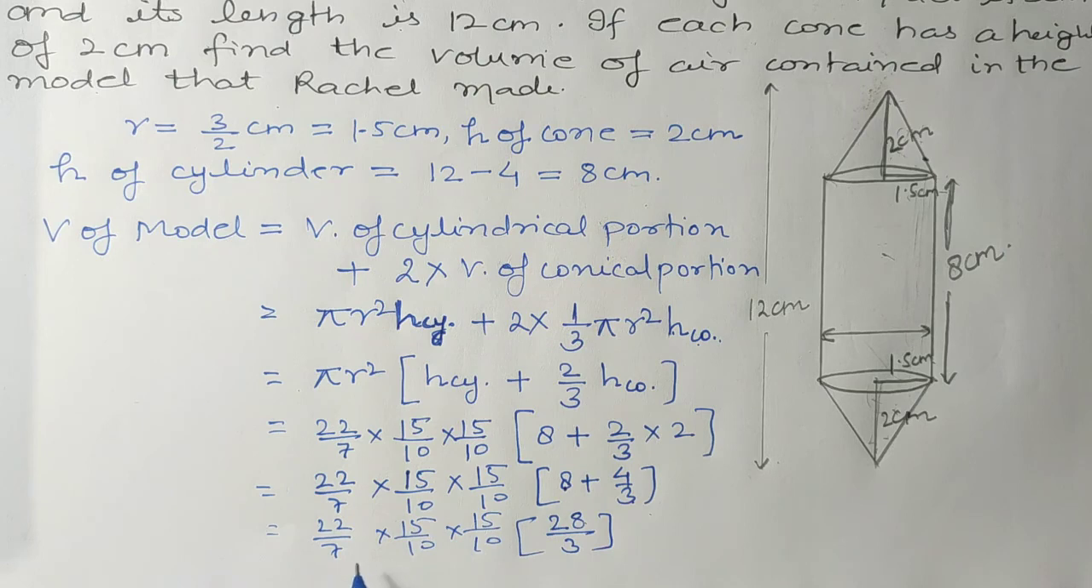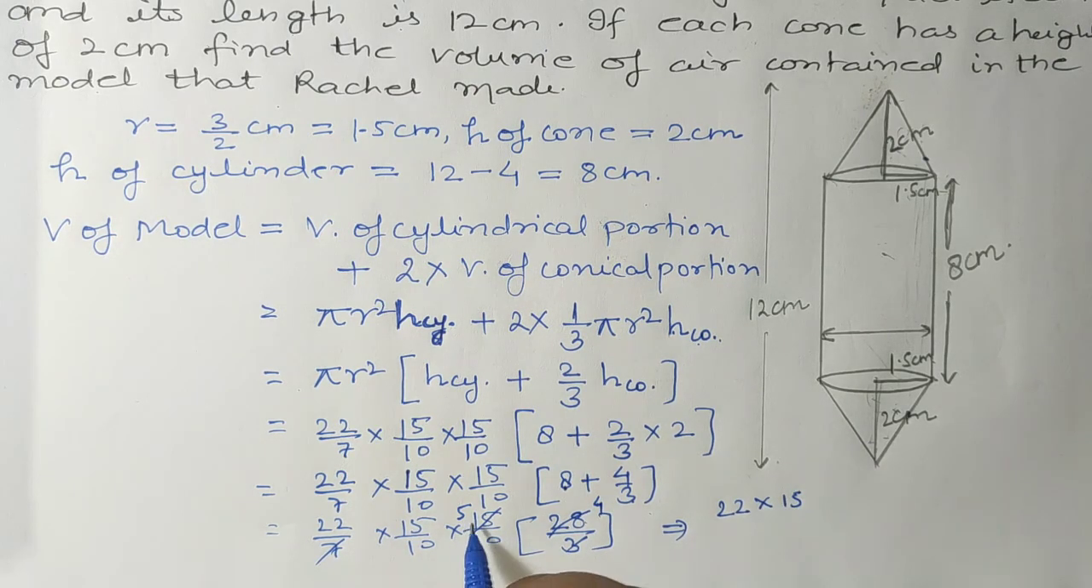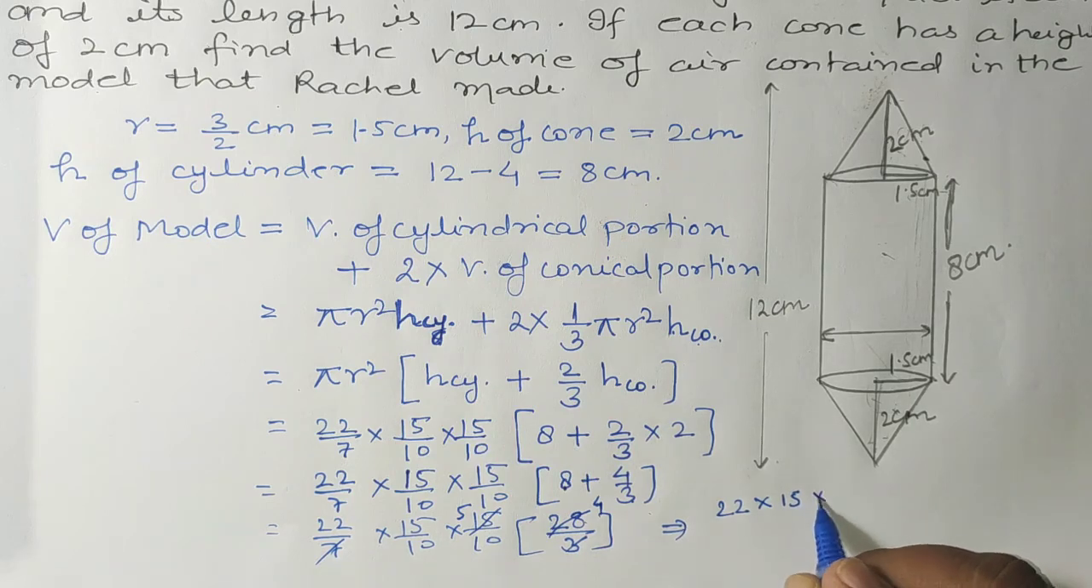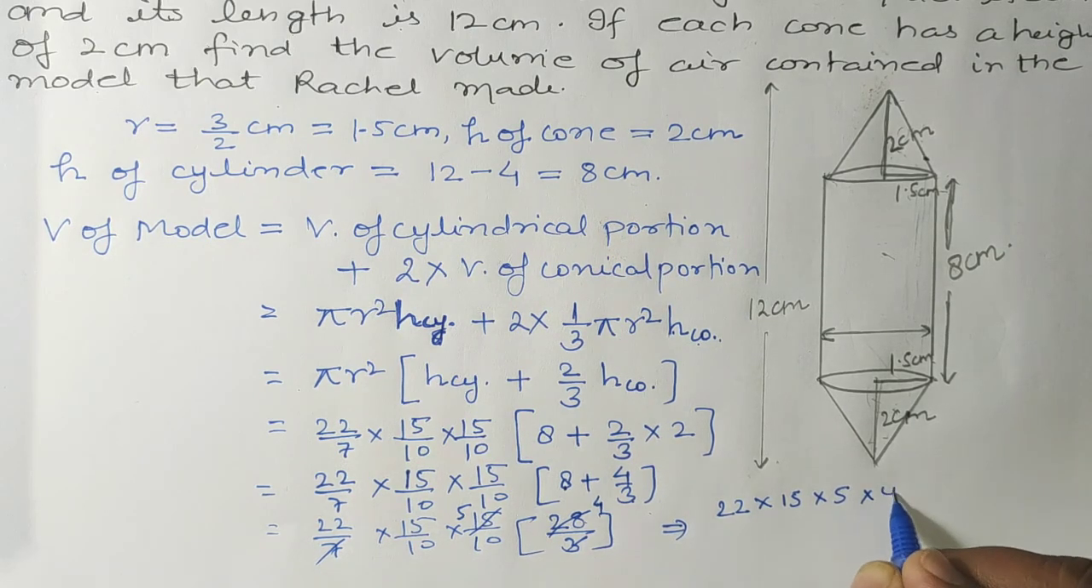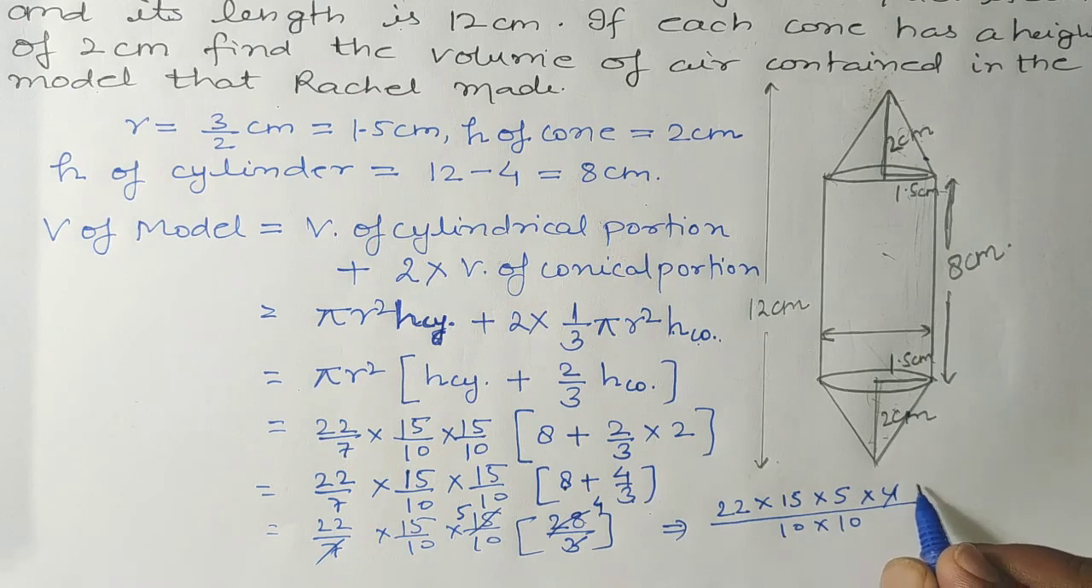Okay, so this 7 will cancel this 28 4 times, and this 3 will cancel at 5 times. So just solve it again. What is left? 22 into 15, and here it is 5 and 4, and in the denominator 10 into 10 is there. By this 2, this will be 5 times, and by this 2, this will be 5 times.